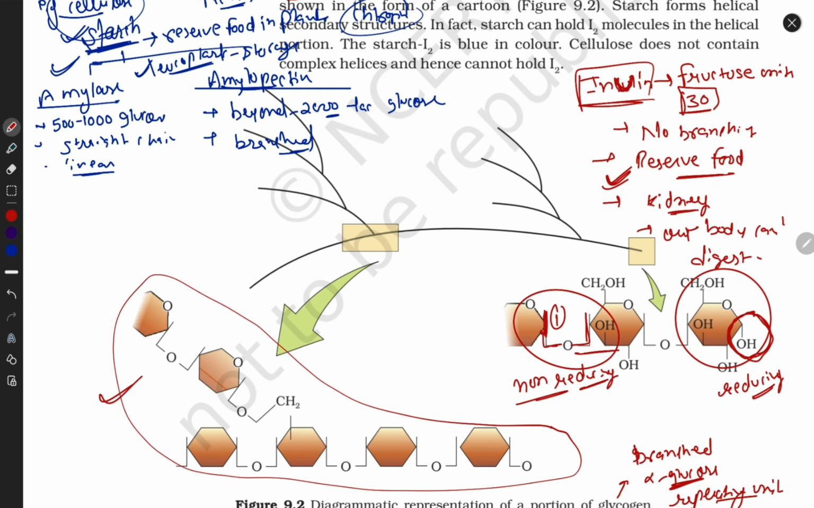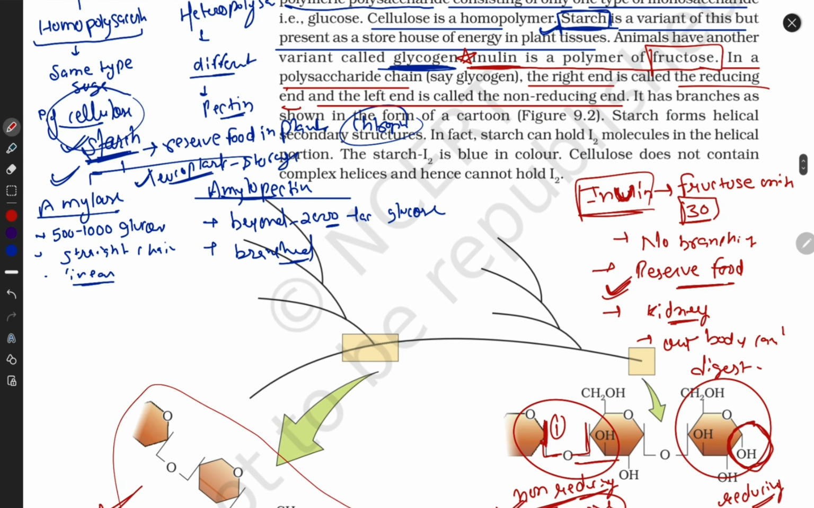Most sugars are reducing except sucrose, which is non-reducing. Plants transport their food in the form of sucrose. Okay, next. Starch forms a helical secondary structure. In fact, starch can hold I2 molecules in the helical portion. Cellulose does not contain a complex helical structure.